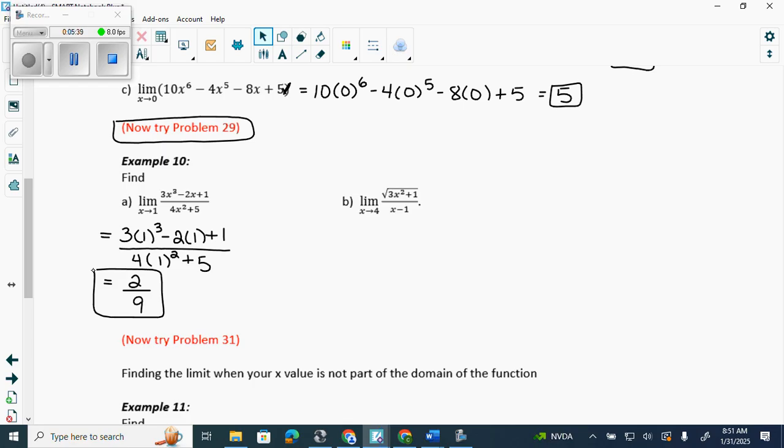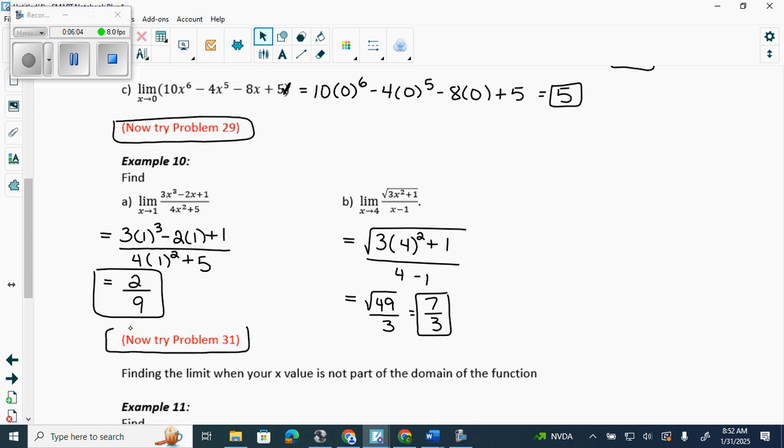They're asking me for x equals 4. So I can just plug it in, right? I can do direct substitution. So I'm going to get 4 squared plus 1 over 4 minus 1. So I get square root of 49 over 3, which is 7 over 3. And we'll have this one.